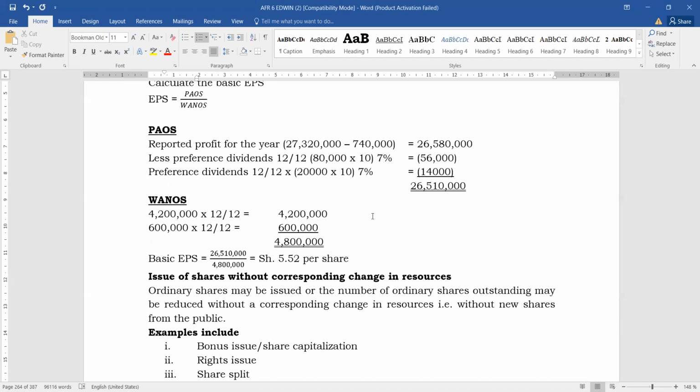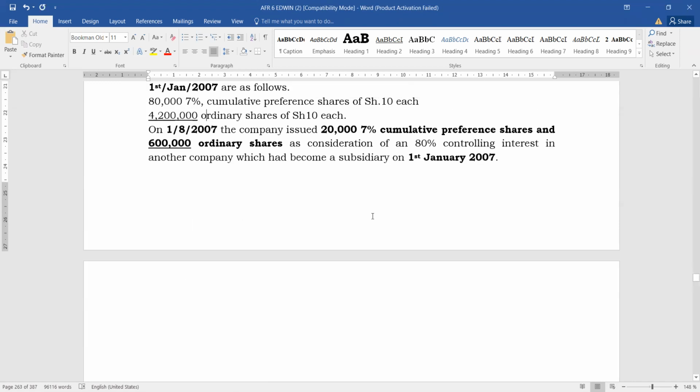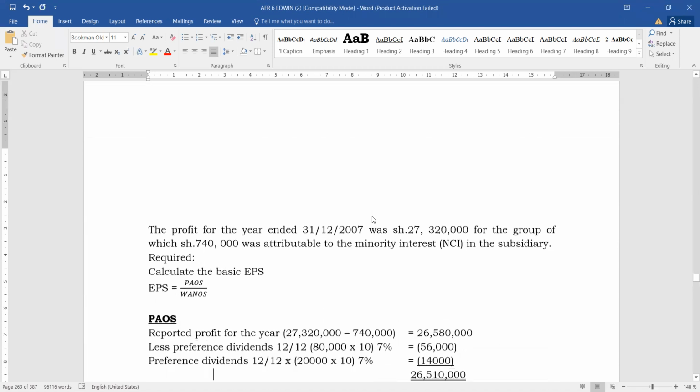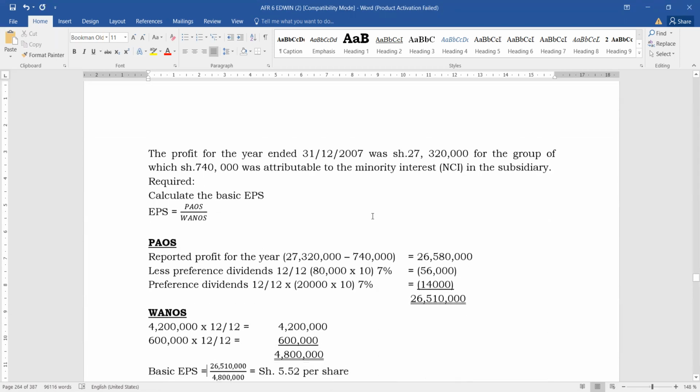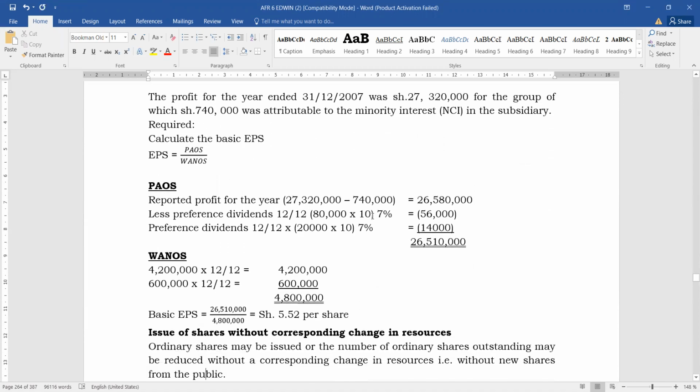There is another case whereby there is an issue of shares without a corresponding change in resources. An example of that, let's say you are working with Safaricom. Sometimes they issue shares, but they don't get an equal return. Let's say we issue 1,000 shares, the return we are getting is not equal to the 1,000 shares we issued. In which scenarios can that happen?